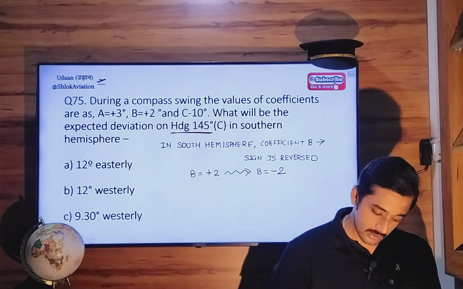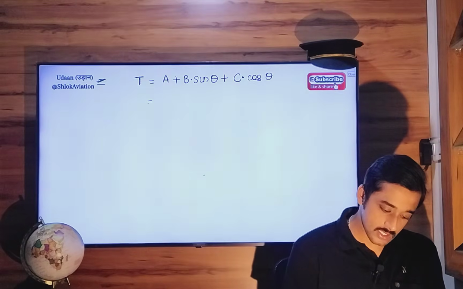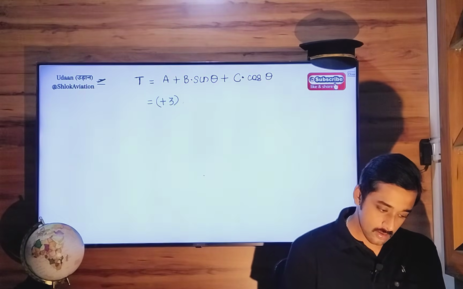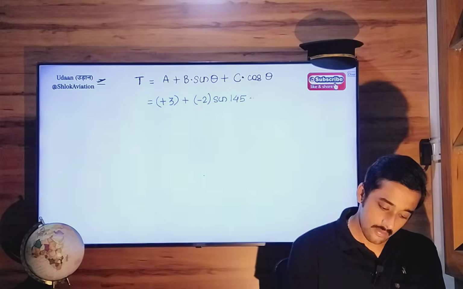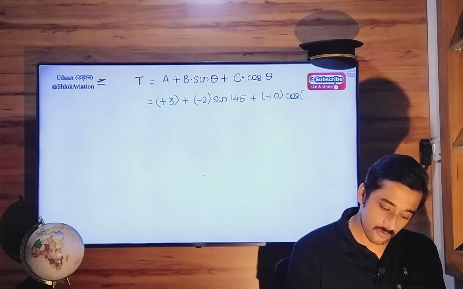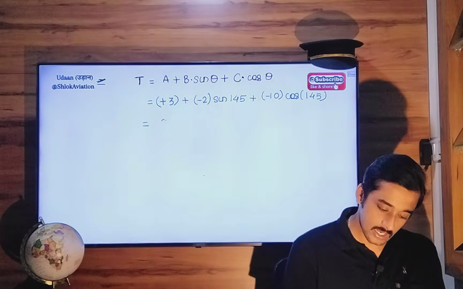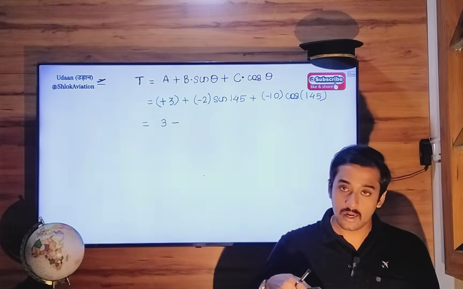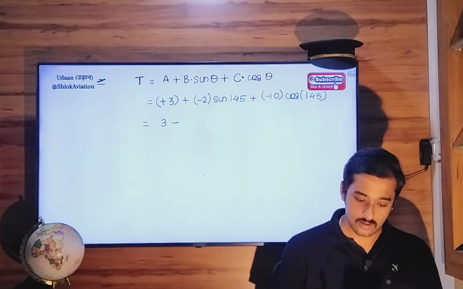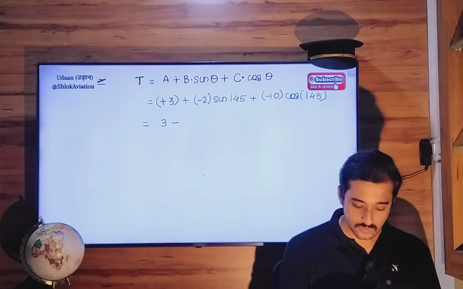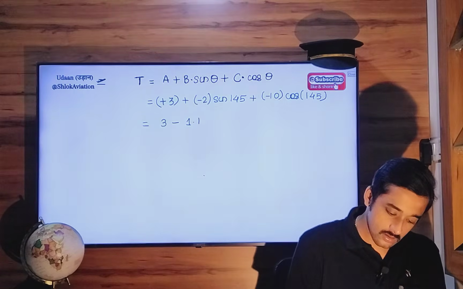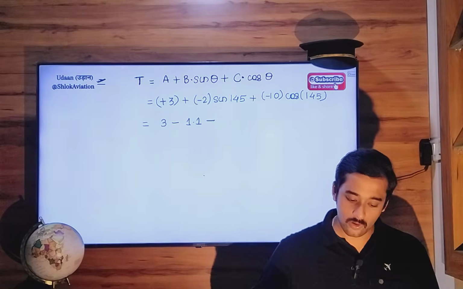Okay, so let's substitute the values. A is plus 3, B is minus 2, sine theta, sine heading, is 145, C is minus 10, cos 145. So plus 3 plus minus 2 multiplied by sine 145, which is 1.147 something. Again minus cos 145 multiplied by 10.